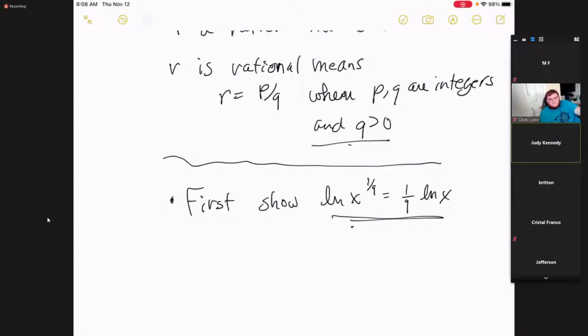And I'm going to kind of go in through the back door again. Note that x to the 1 over q, raised to the q power, is x to the 1 over q times q, which is x to the 1.